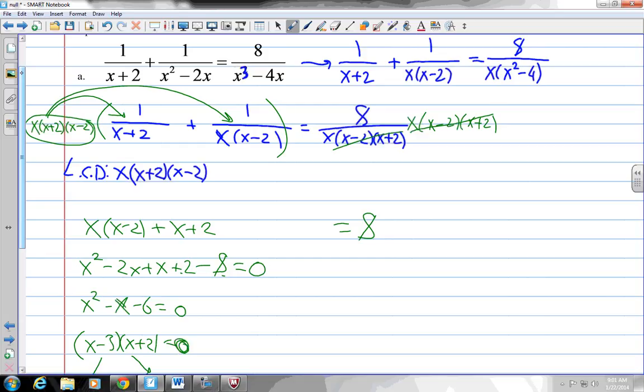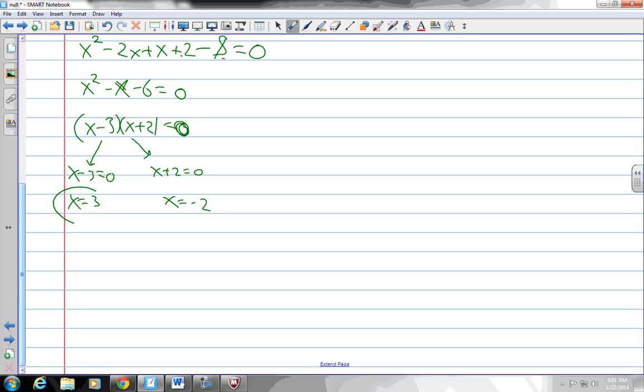You don't have to, I mean, you can if you want to, but clearly when you plug in negative 2, you get division by 0. That doesn't work, right? So the only answer is x equals 3. That one does not turn any denominators into 0. The other one we can call an extraneous solution.